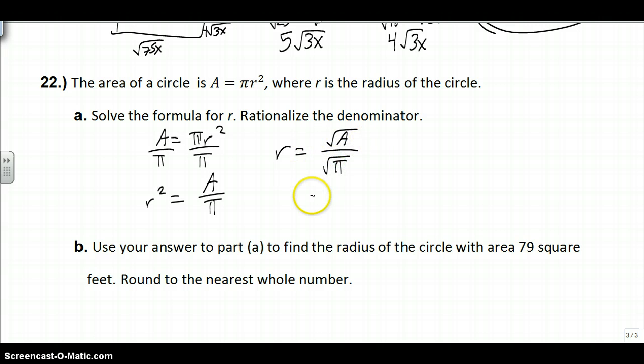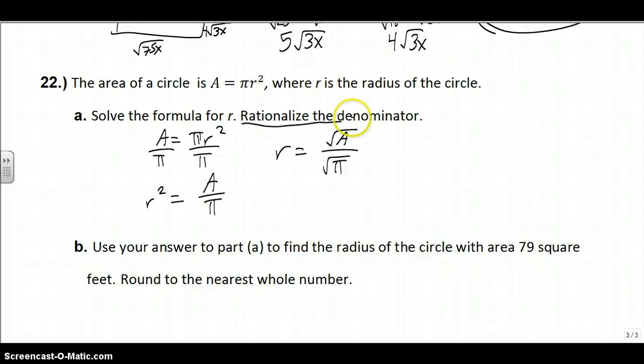And you might be thinking, oh, that's fine. Oh, but the instructions say rationalize the denominator. So we have to get rid of that square root of pi in the bottom. By the way, just a helpful hint, you'll notice I did not put plus or minus here, even though I took my own square root. That's because it's a radius. It can't be negative, right? Geometry saves the day again.